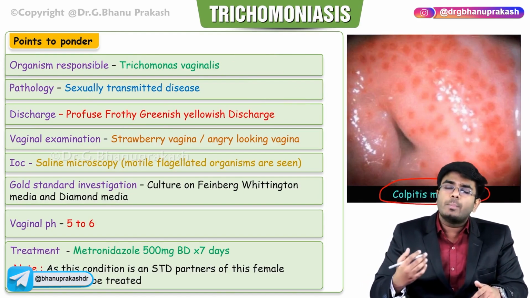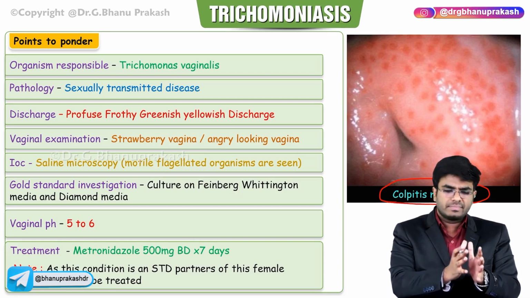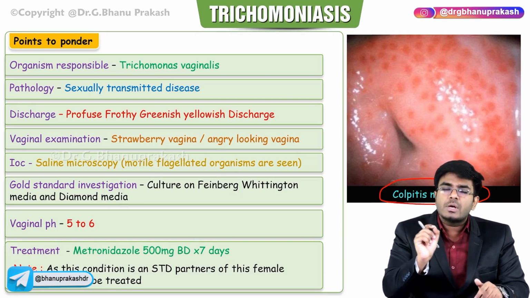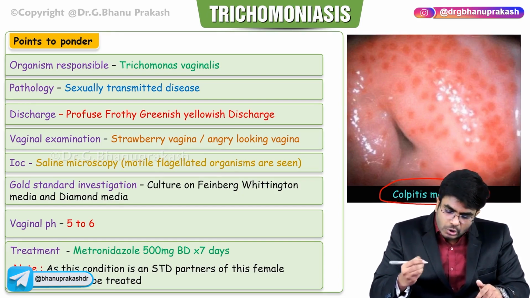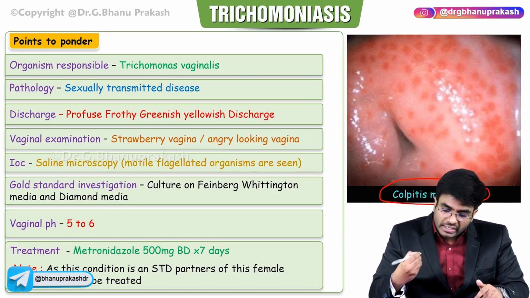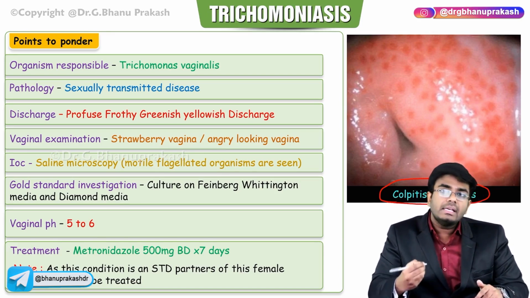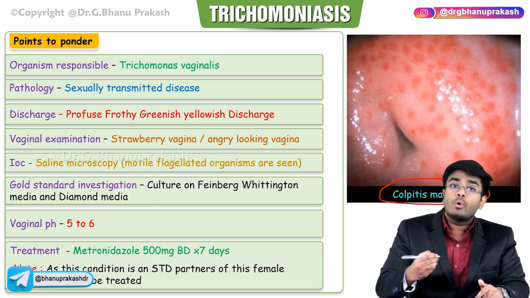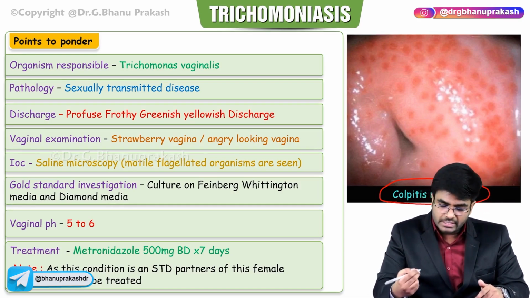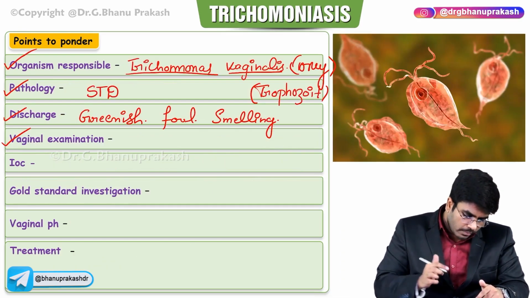What exactly does colpitis macularis mean? We all know colpos means vagina. Macularis means the small macules. See, this colpitis macularis or angry looking vagina or angry cervix is seen in which condition? That is trichomoniasis. This is also known as strawberry vagina. Okay, strawberry vagina.